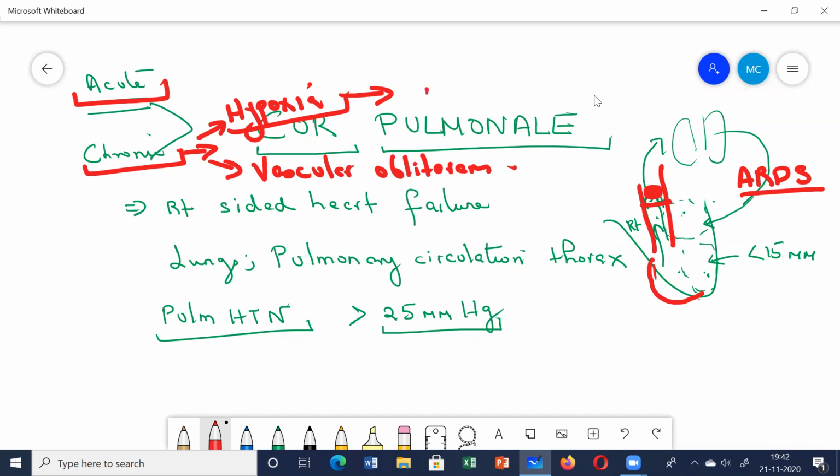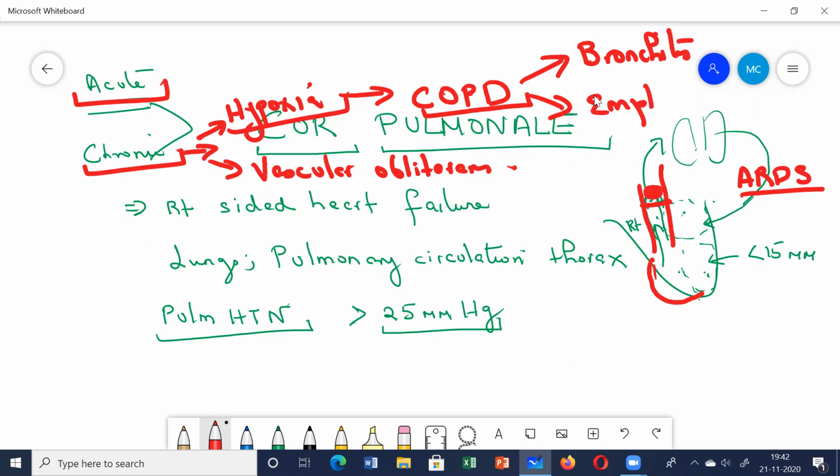COPD, chronic obstructive pulmonary disease. You must be knowing that it mainly comprises two things, either bronchitis or emphysema. Patients usually present with bronchitis or emphysema. In these patients, they often develop hypoxia. So there is development of hypoxia in the pulmonary circulation, and this leads to vascular constriction. The pulmonary vessels constrict, and therefore the pressure in the pulmonary arteries increases, and the right ventricle has to push the blood with a greater pressure. This results in right ventricular hypertrophy over time, and it causes chronic cor pulmonale.